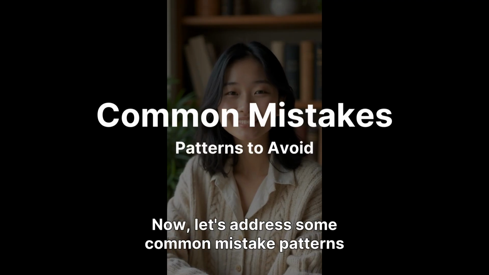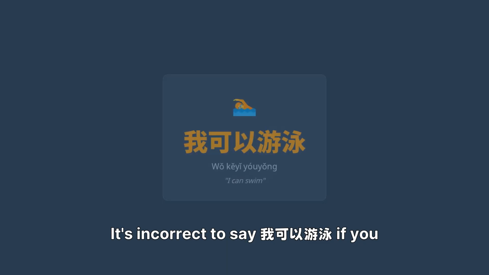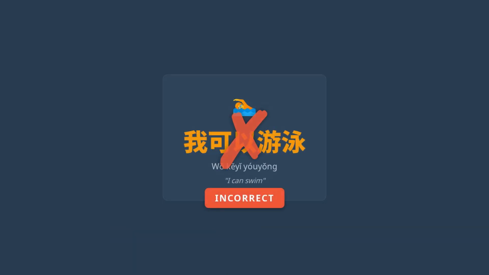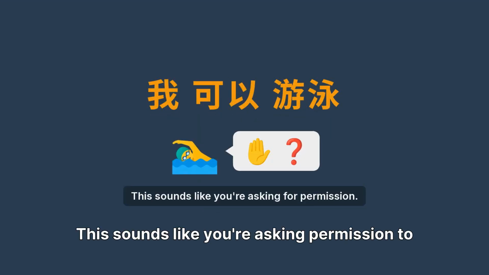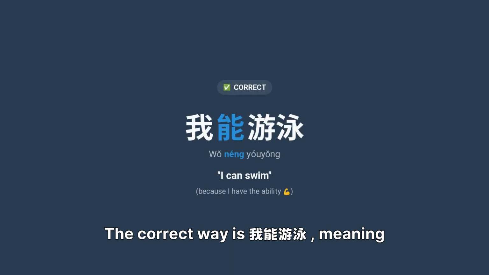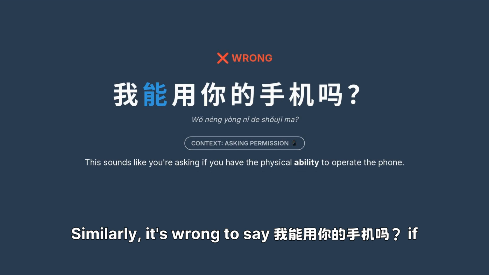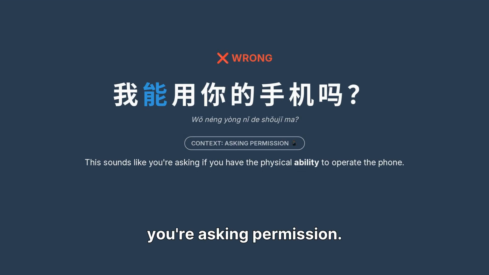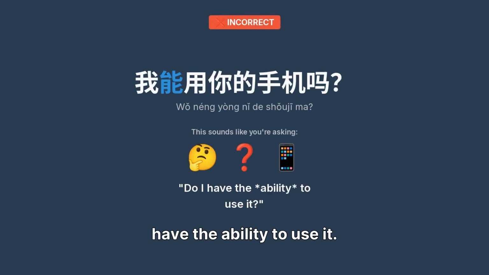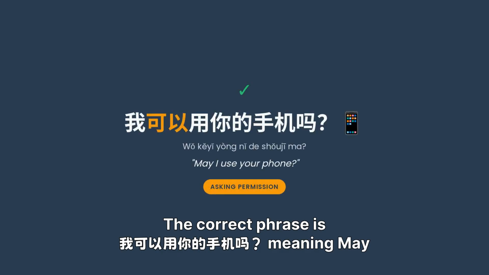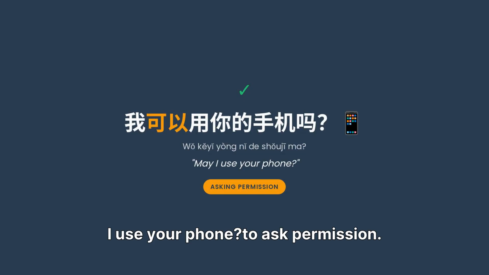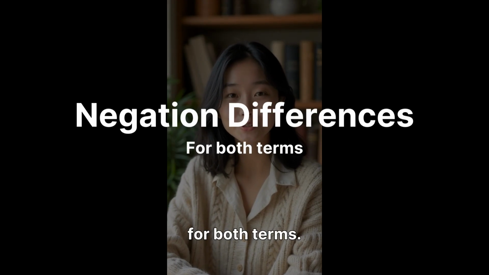Now let's address some common mistake patterns to help you avoid them. It's incorrect to say 我可以游泳 if you mean I can swim because you have the ability. This sounds like you're asking permission to swim. The correct way is 我能游泳 meaning I can swim because I have the ability. Similarly, it's wrong to say 我能用你的手机吗 if you're asking permission. This sounds like you're asking if you have the ability to use it. The correct phrase is 我可以用你的手机吗 meaning, may I use your phone? To ask permission.